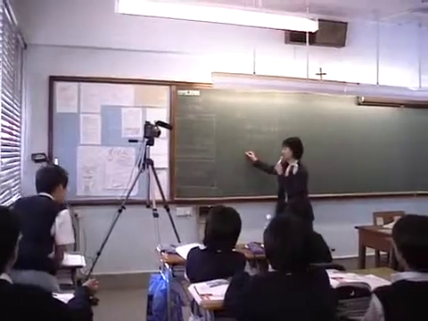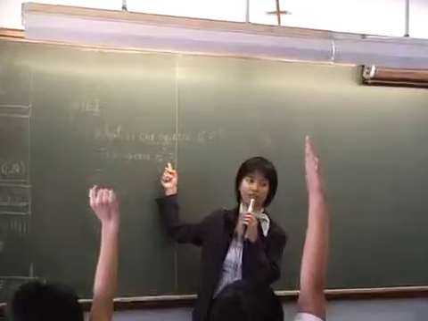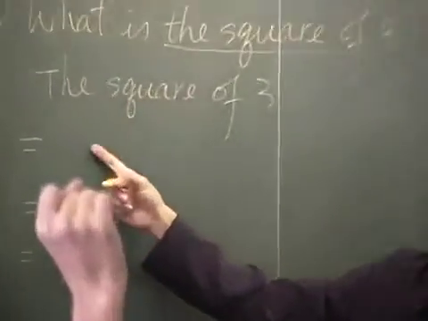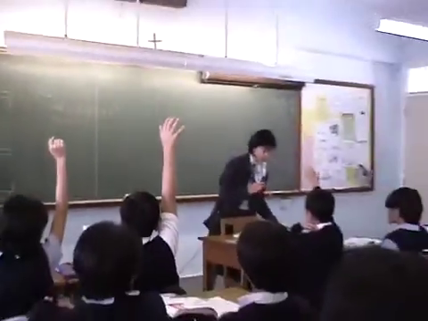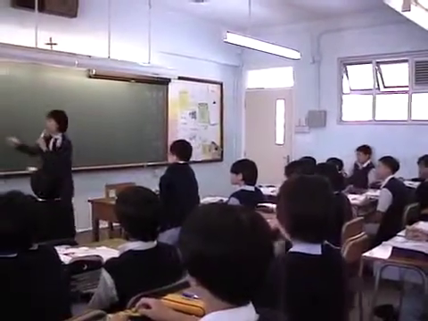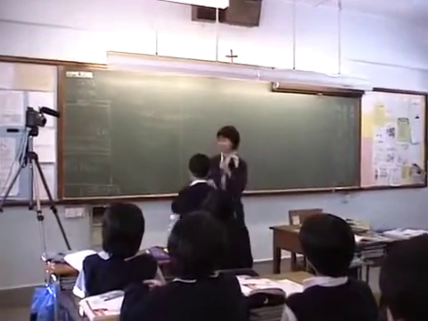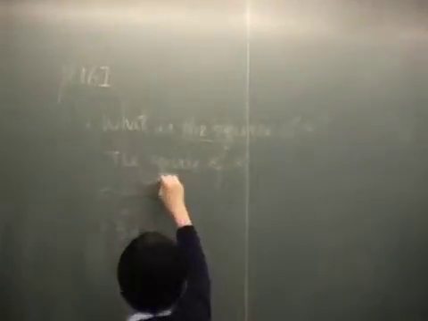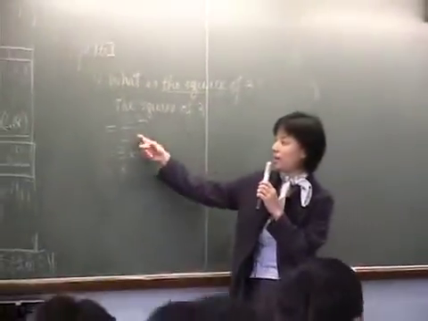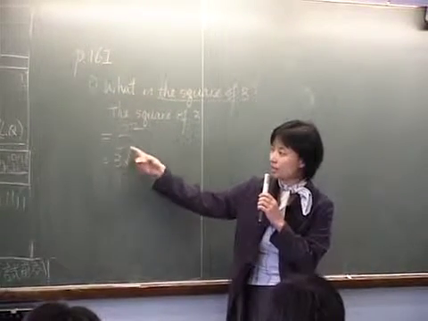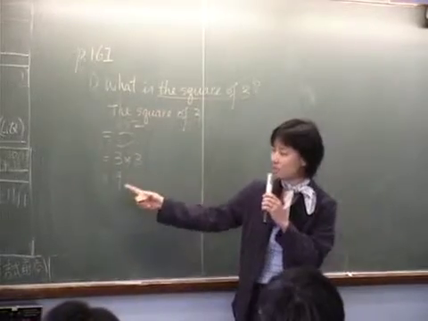3 times 3. And then there is a step, the square of 3. So can you write a mathematic notation? The square of 3, can you write it on the blackboard? Perfect. The square of 3 you can write as the same as this. So the meaning of square of 3 is equal to 3 times 3. So the answer is 9.